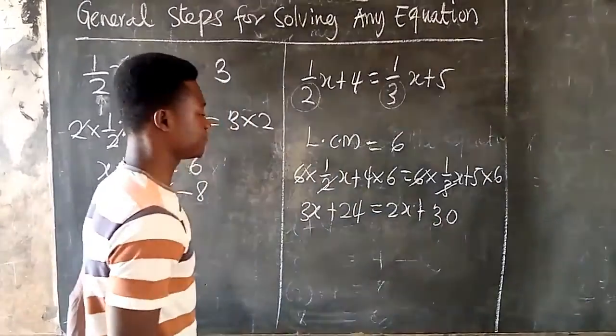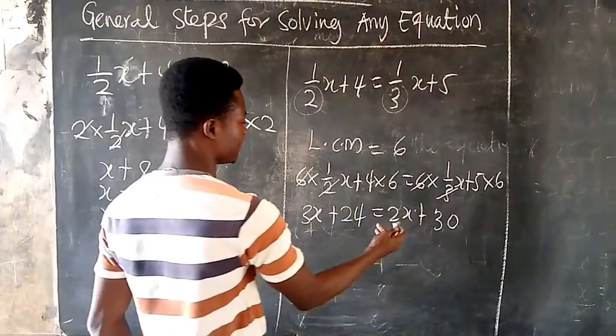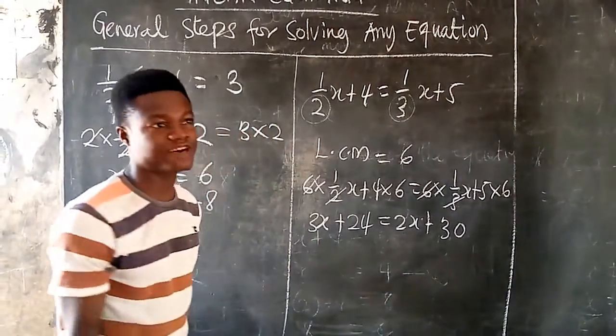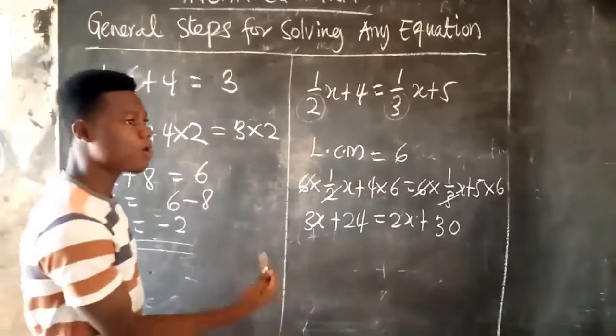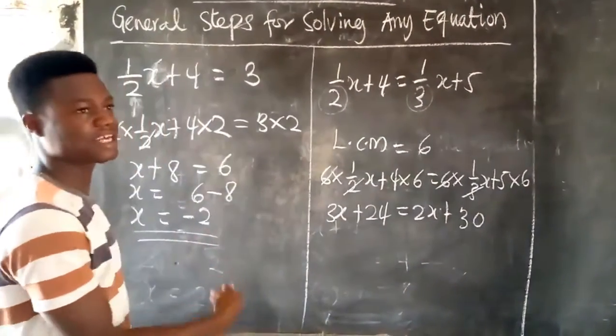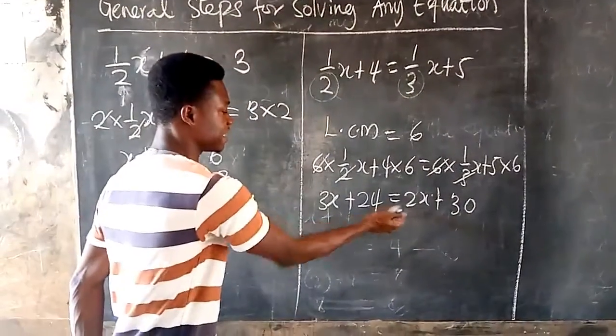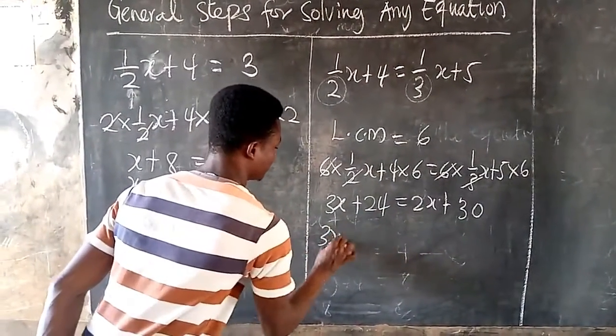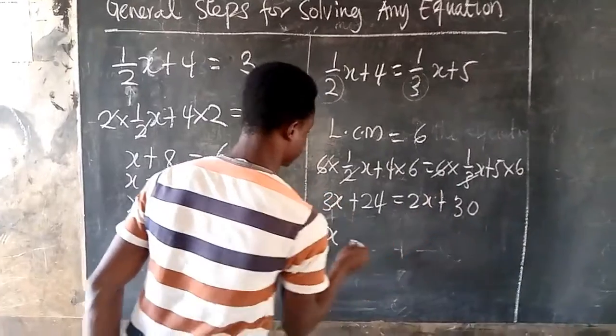So that's what we have now. So let's group like terms. Group like terms means, and I always advise you, that we group all the numbers with letters at the left hand side of the equal sign. So let's maintain x here and bring 2x here.